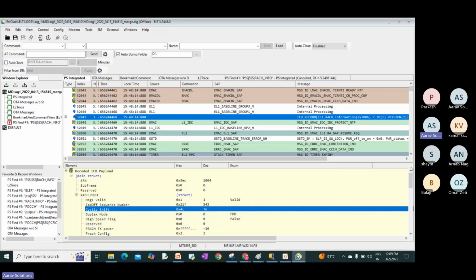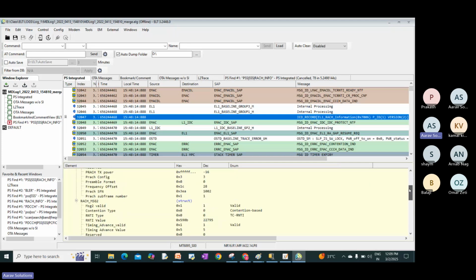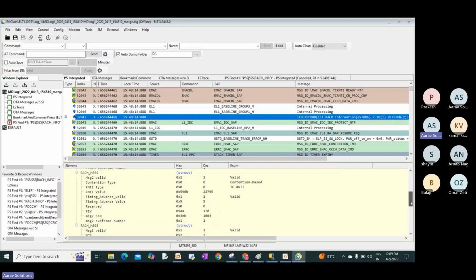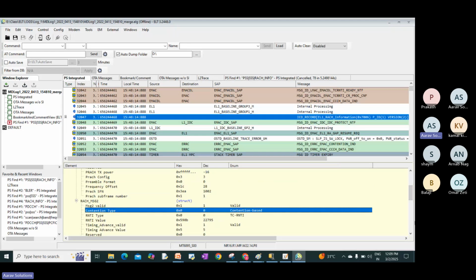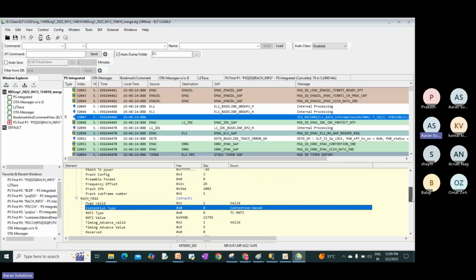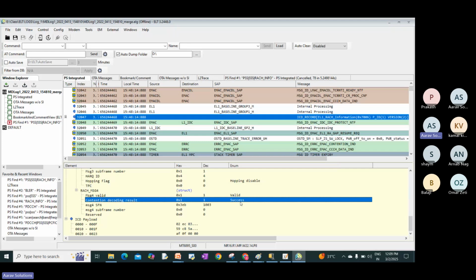What preamble we have selected. Then option 2, these are the preamble formats. Preamble format and what else we have used. Whether that contention pass, whether that is contention based or not. So yes, that is contention based, that is passed or not.